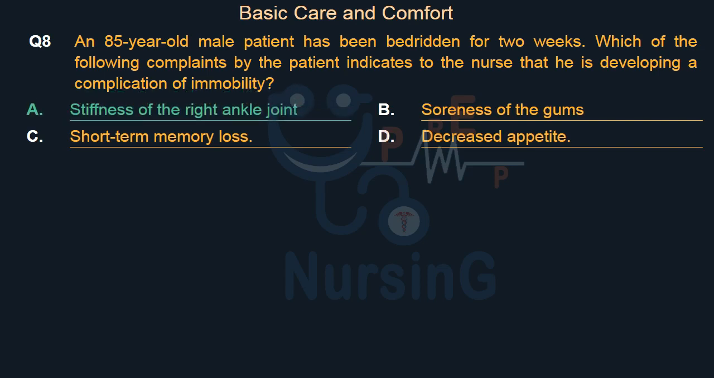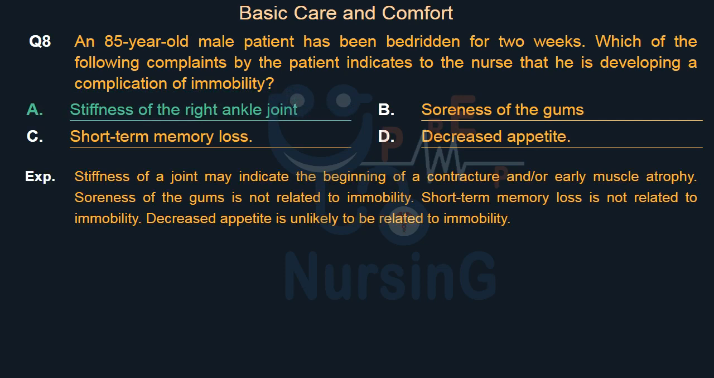Stiffness of the right ankle joint. Stiffness of a joint may indicate the beginning of a contracture and/or early muscle atrophy. Soreness of the gums is not related to immobility. Short-term memory loss is not related to immobility. Decreased appetite is unlikely to be related to immobility.